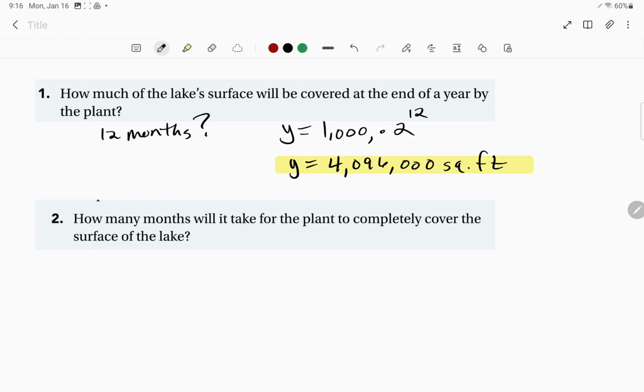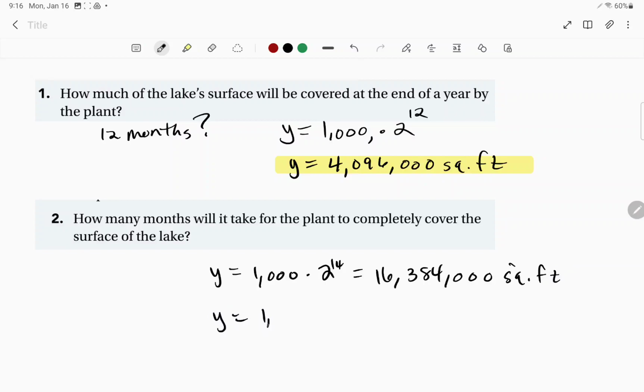And so I did this already, so it'd be y is equal to, let's look at the 14th month, is what I came up with, times 2 to the 14. You get 16,384,000 square feet. And then if you go one more month, the 15th month, you get 32,768,000 square feet. And so that is actually over.